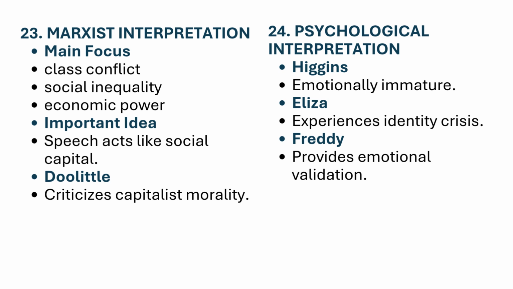His inability to appreciate Eliza's emotional needs creates much of the conflict in the later acts of the play. Many psychologists might describe Higgins as someone with highly developed intellectual abilities but underdeveloped emotional intelligence. The psychological interpretation also focuses heavily on Eliza Doolittle. Throughout the play, Eliza experiences a profound identity crisis. At the beginning, she possesses a clear sense of who she is, a poor flower girl from the working class.